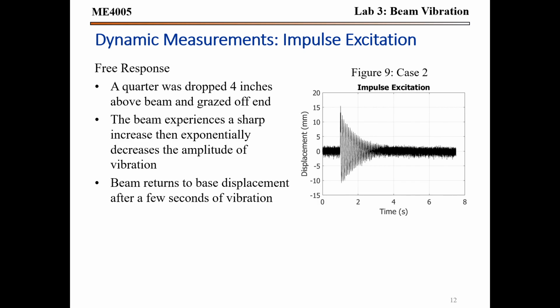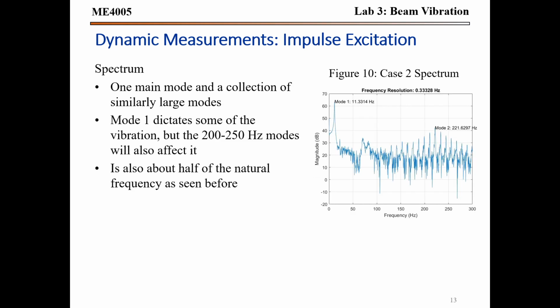Next, a quarter was dropped on the end of the beam to create an impulse, and as expected, the beam starts at 0 displacement, has a large jump up to about 15, and then slowly tapers off. So unlike the previous case, there are multiple modes, since the effect of having an object dropped on the beam versus it freely being released will have different effects. So as we see, since there's a large group of fairly large magnitudes from around 200 to 250 hertz, the beam will react differently because of this.